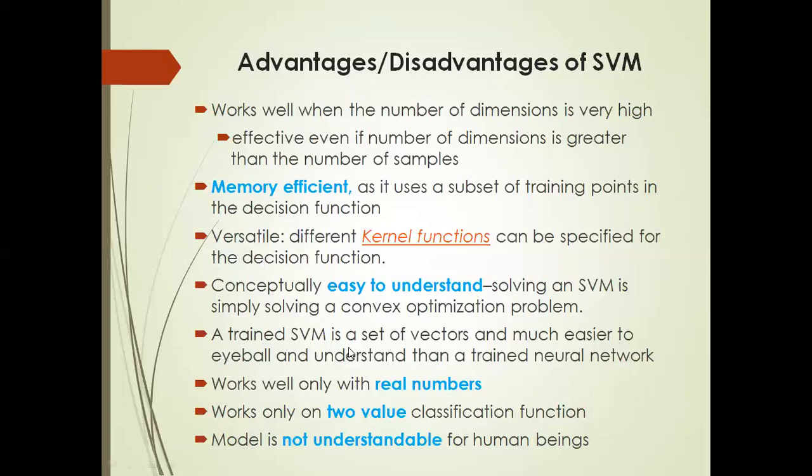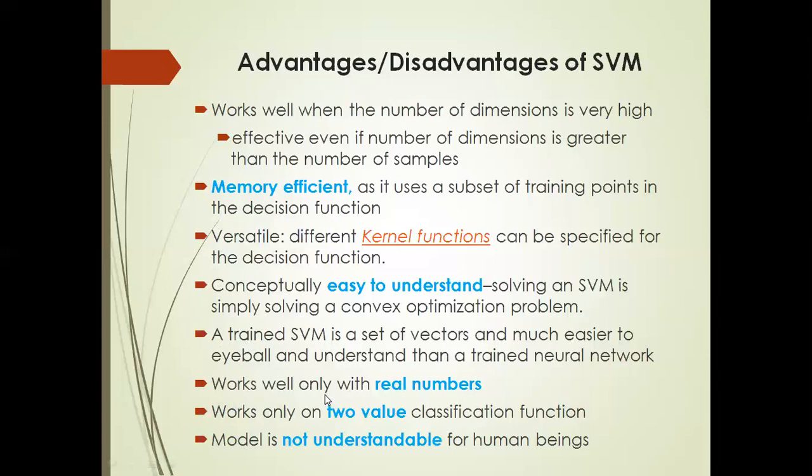A trained SVM is a set of vectors and much easier to eyeball and understand than a trained neural network. So compared to the trained neural network, the trained SVM is a set of vectors and much easier.